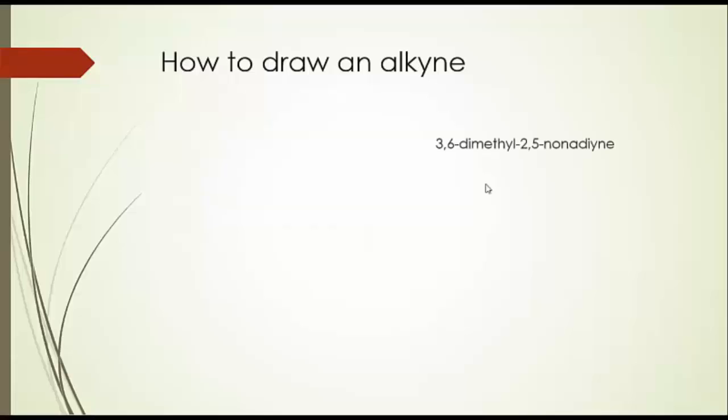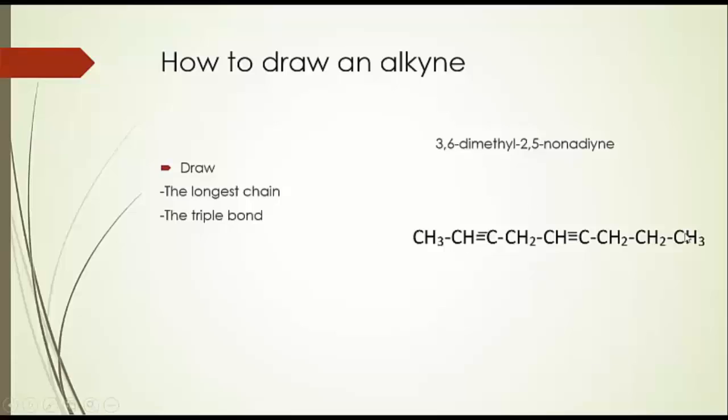How to draw an alkyne? 3,6-dimethyl 2,5-nonadiene. Because it has a "di" and 2 and 5, we can assume that we have 2 triple bonds. We can draw the longest chain and the triple bond. The longest chain is 9 carbons because it's a nonadiene, and we have the triple bonds at 2 and 5. That's what we have at the end.